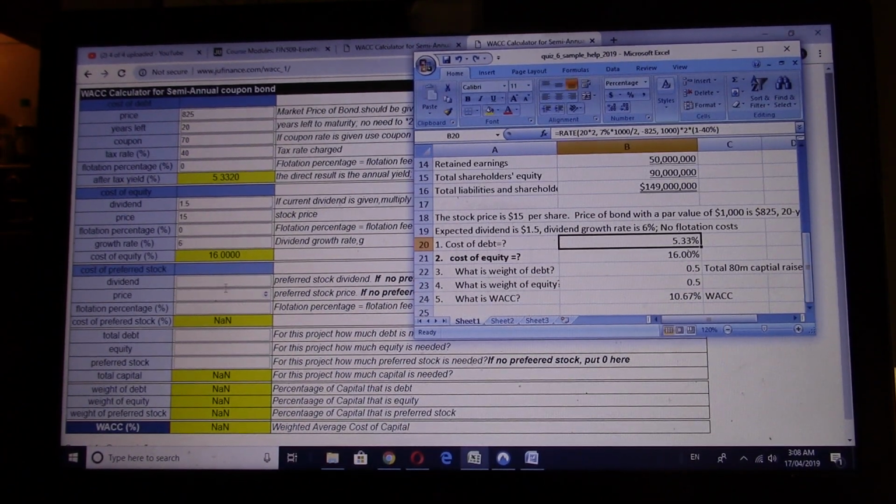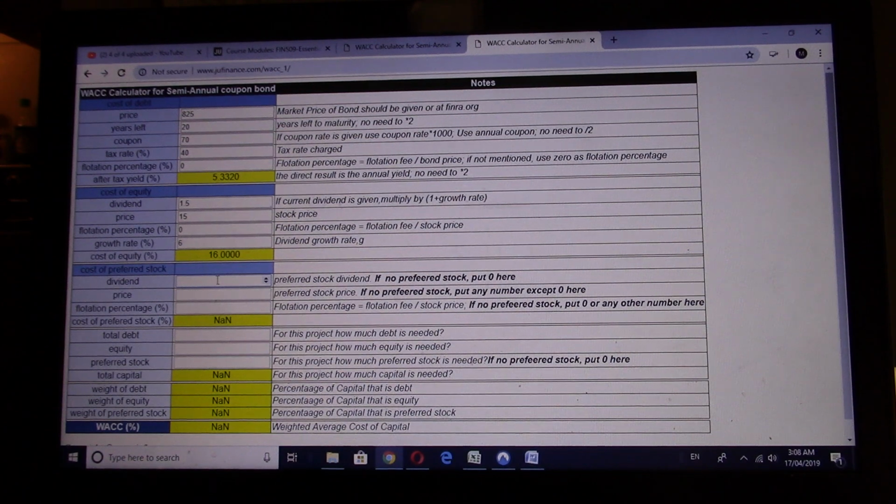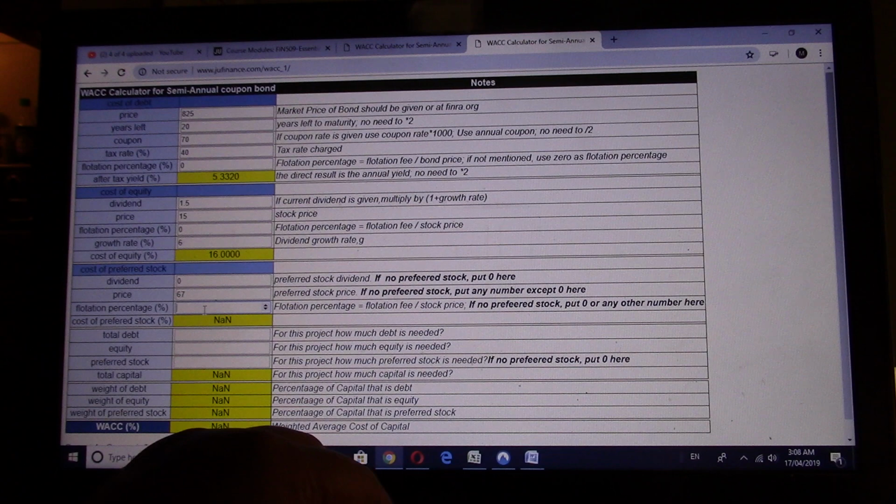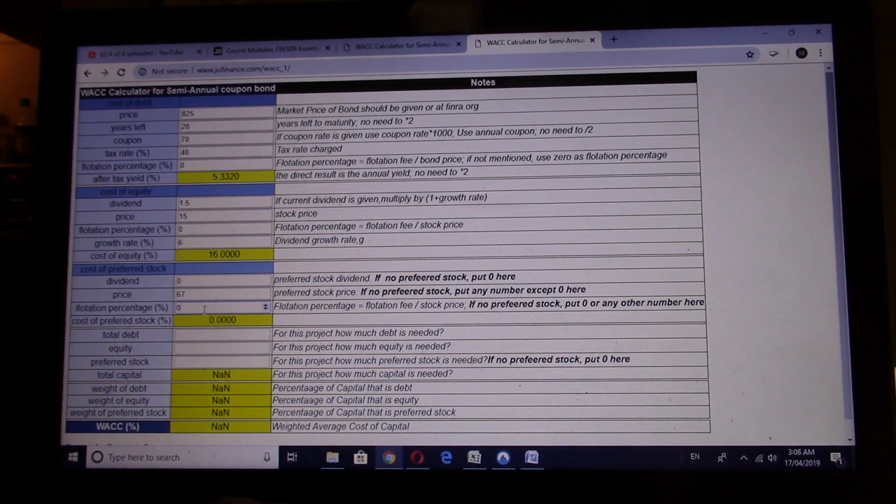Now, because there's no preferred stock, preferred stock has some characteristics like debt. It also has some characteristics like equity. So it's a mix of the two. In our case, we don't have preferred stock. So you can put 0 for dividend for preferred stock. For price, you can put any number. Flotation, put 0 or any other number. It's fine.